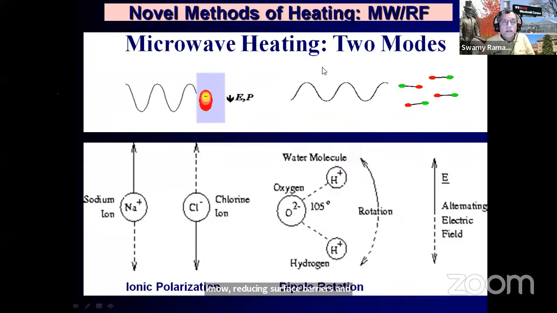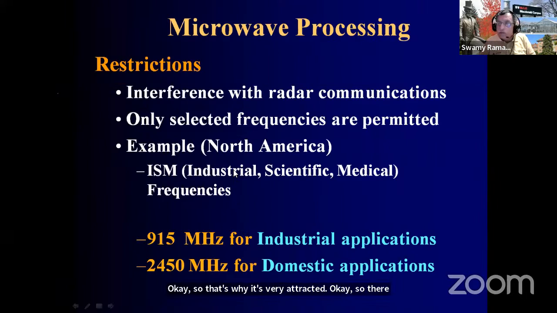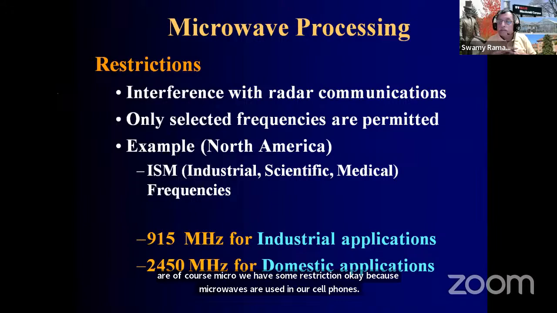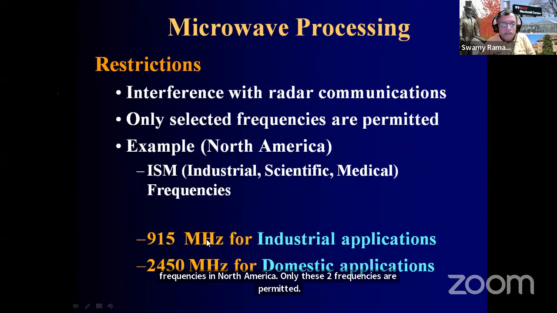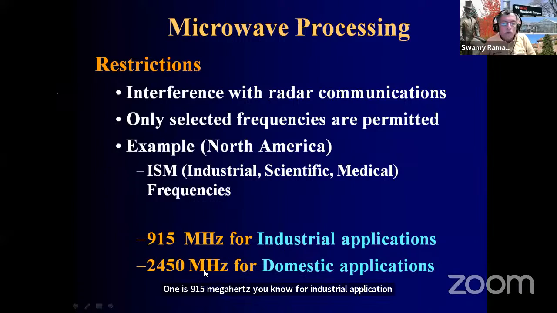Of course, microwaves have some restrictions, because microwaves are used in our cell phones and in telecommunication systems. So you cannot use them indiscriminately; there are different frequencies. For industrial, scientific, and medical use in North America, only two frequencies are permitted. One is 915 megahertz for industrial application, which has deeper penetration power, and the other is 2450 megahertz, which is what we see in all our microwaves at home. In our kitchens they use 2450. Industrially they use 915. The lower the frequency, the deeper the penetration. That's why we use 915 for industrial applications.